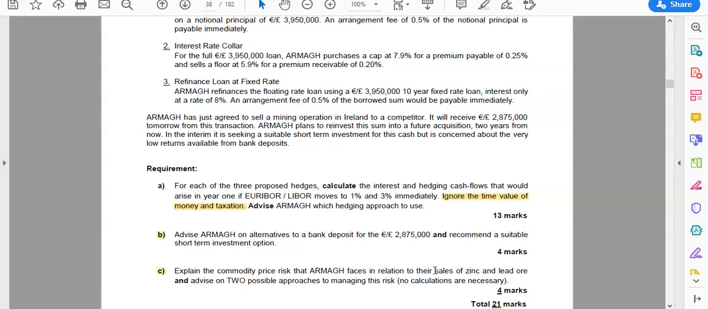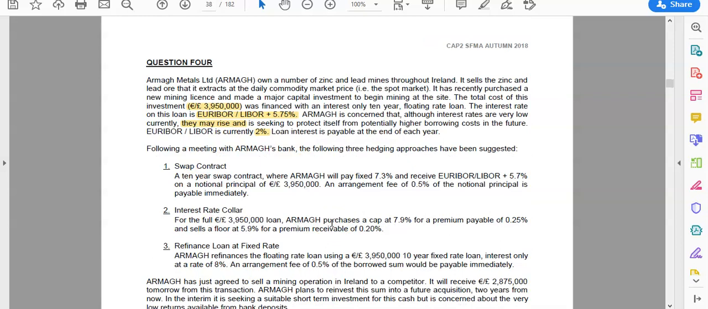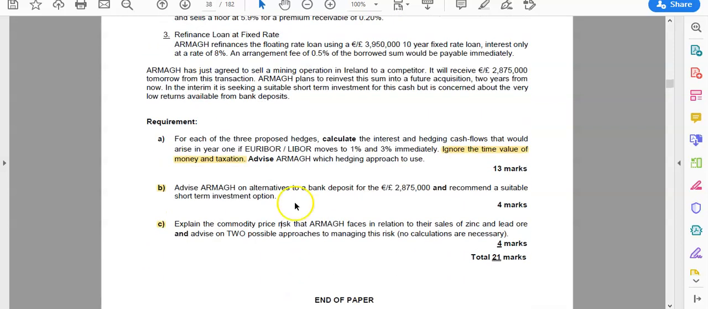So that was just bringing in another area of market risk management, because it's typically that SFMA is dominated by interest rate and FX, but commodity price risk is another important one for businesses. So that was looking at interest rate risk management in general at Autumn 18, question 4 for 21 marks.